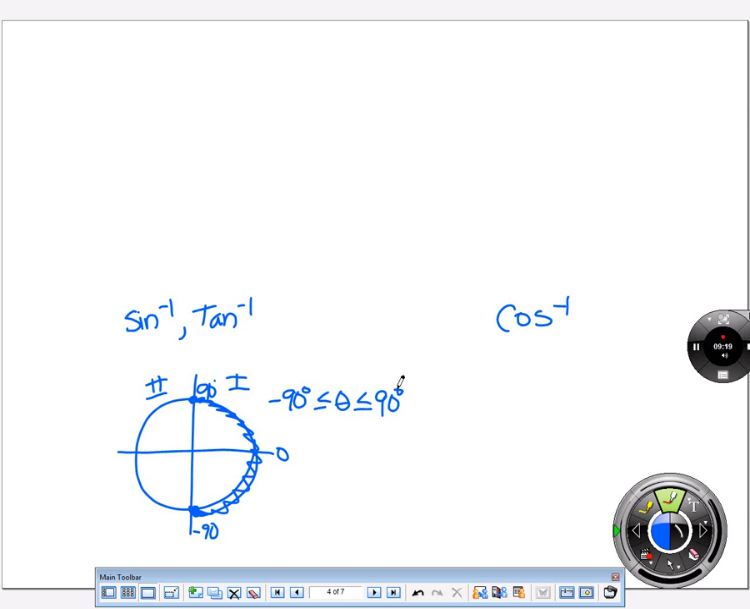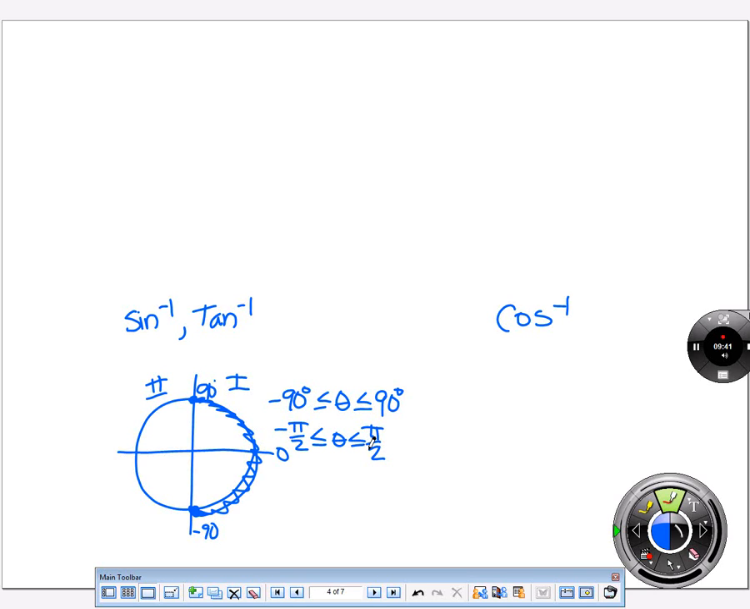So again, a pro and a con. You have to know this is where you're picking from. But there's not infinitely many answers. Your answer has to be one of these things right over here. If you were using radians, remember that 90 is pi over 2. So your answer would just be between -pi over 2 and +pi over 2.